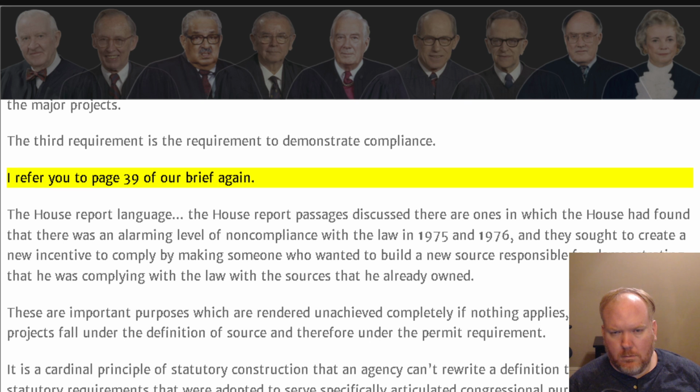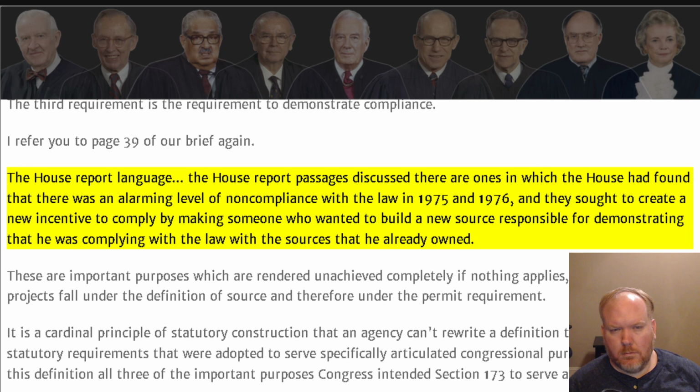And I refer you to page 39 of our brief again, that the House report passages discussed there are ones in which the House had found there was an alarming level of noncompliance with the law in 1975 and 76, and they sought to create a new incentive to comply by making someone who wanted to build a new source responsible for demonstrating that he was complying with the law with the sources that he already owned.